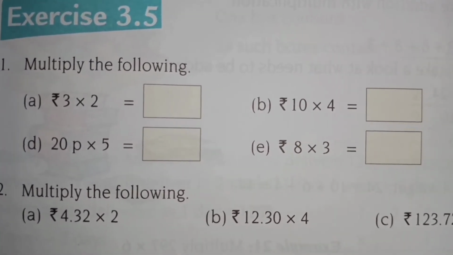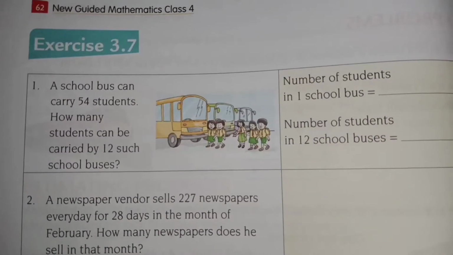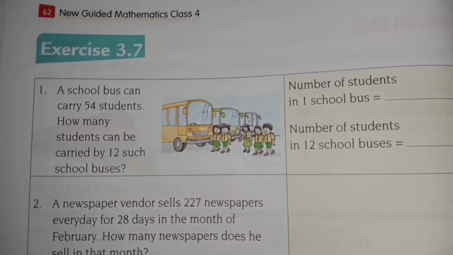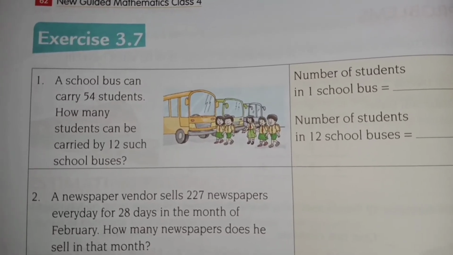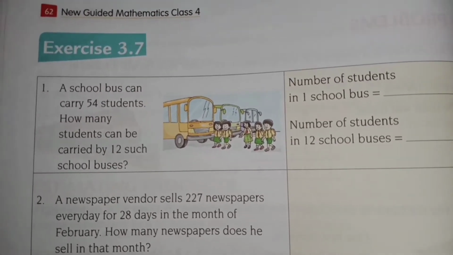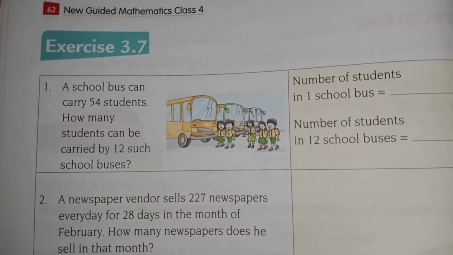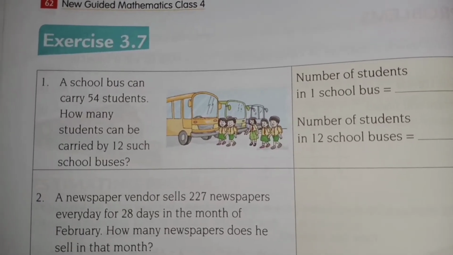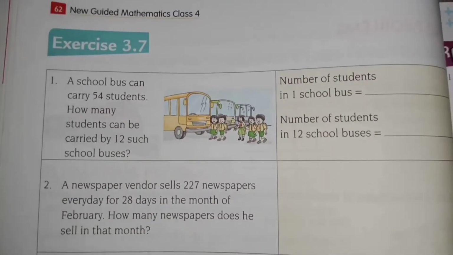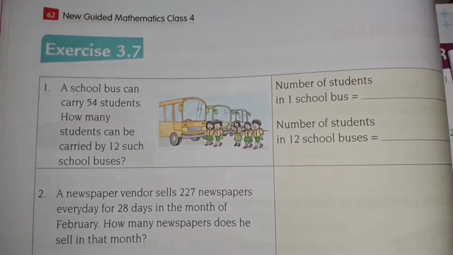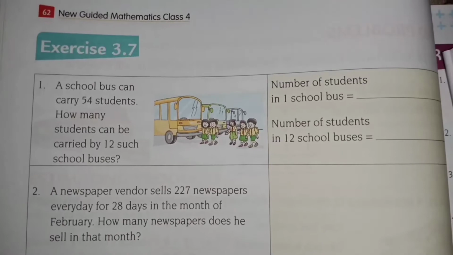Now let's move to the next exercise. Now I will teach you exercise 3.7. This exercise is about word problems. This chapter was about multiplication, so these word problems are also about multiplication. So now let's start. Exercise 3.7. I will not do exercise 3.6, I will do exercise 3.7 directly.